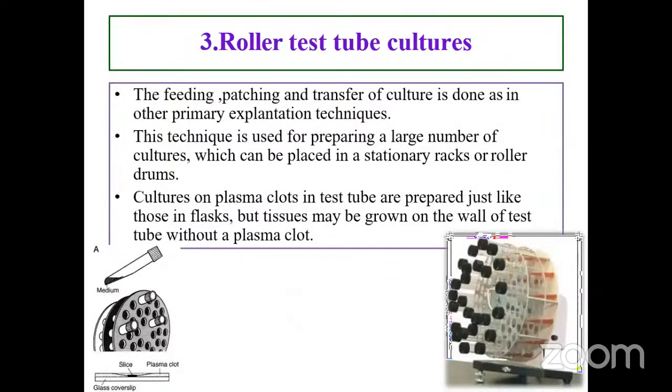Then roller test tube cultures, where there is always movement. The feeding, patching and transfer of culture is done as in the primary explantation techniques, and this technique is used for preparing a large number of cultures placed in stationary racks or roller drums. Another name is roller drums. And here the cultures on plasma clots in the test tubes are prepared just like in the flasks, and in the plasma clots, these explants are cultured.